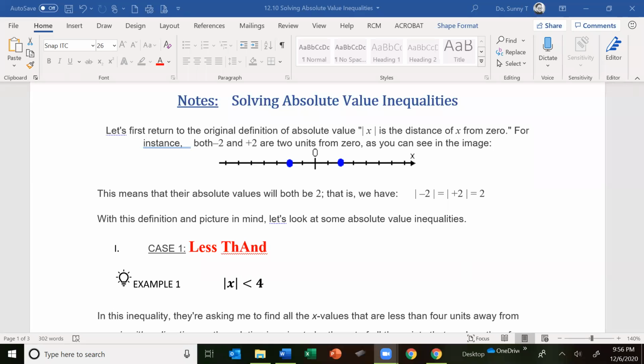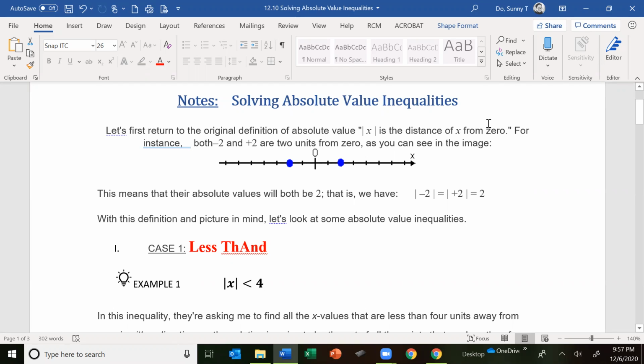Hello students, today we are going to be talking about solving absolute value inequalities. The part I'm going to show you is a definition. First, let's return to the original definition of absolute value.